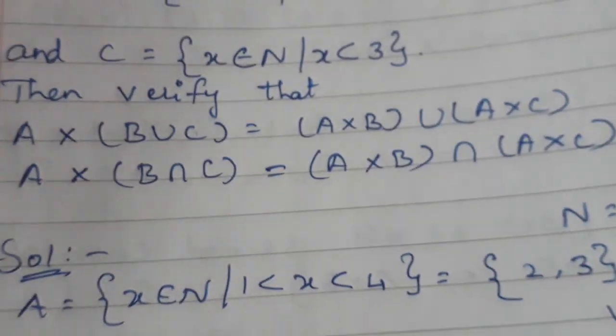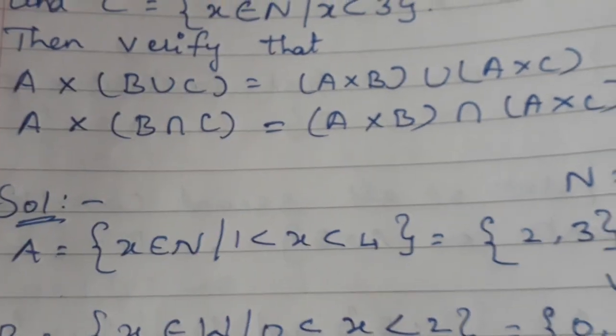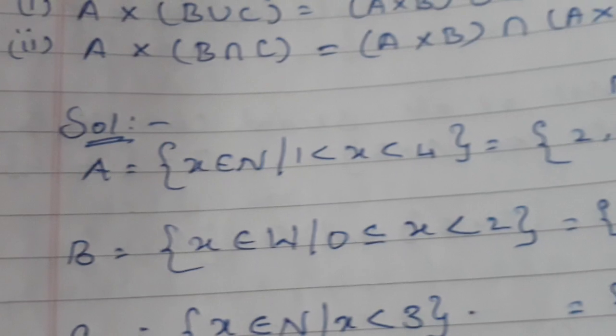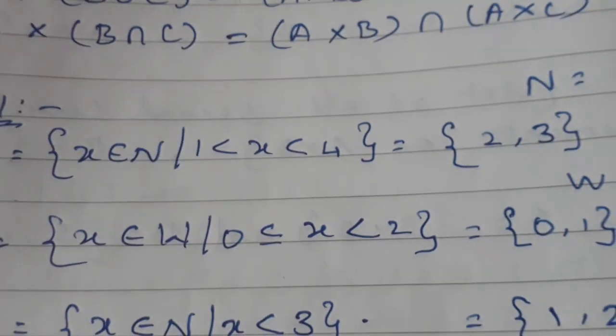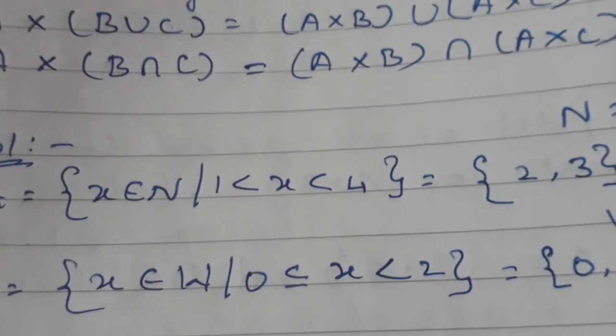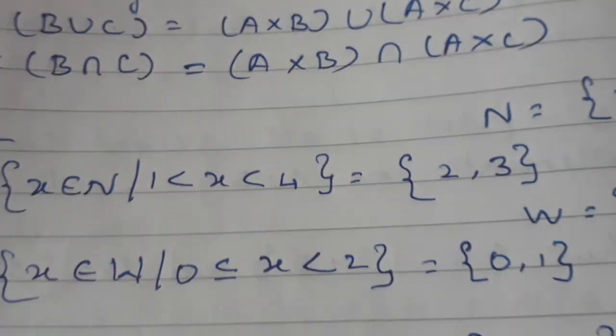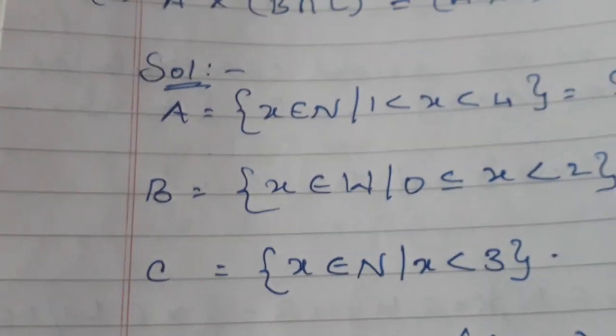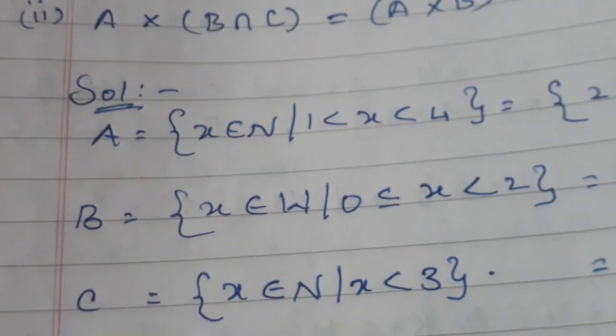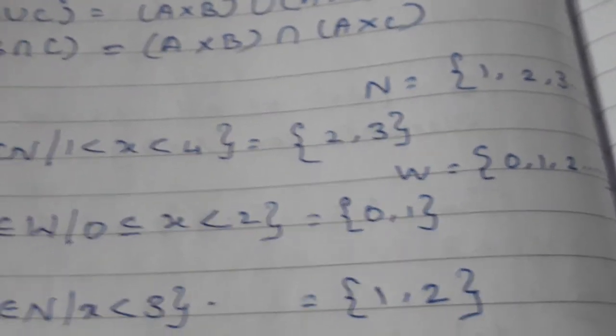Natural numbers start from 1 and go till infinity. Also given that x is greater than 1 and smaller than 4, so A should be {2, 3}. B belongs to whole numbers and x is greater than or equal to 0 and smaller than 2, so B should be {0, 1}. And C belongs to natural numbers and is smaller than 3, so C should be {1, 2}.